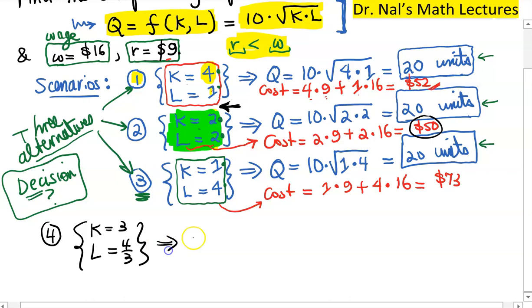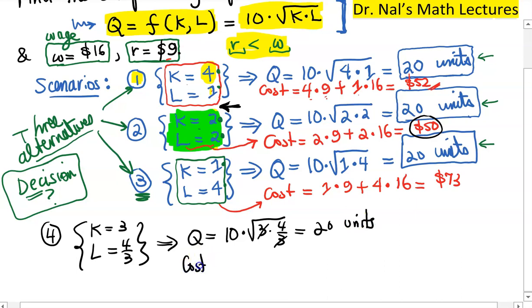So check this out. Let's figure out first if the quantity gives us the same answer. So 10 times the square root of 3 times 4/3. The 3's cancel. Square root of 4 is 2. 2 times 10 is indeed 20 units. So far, we are successful.